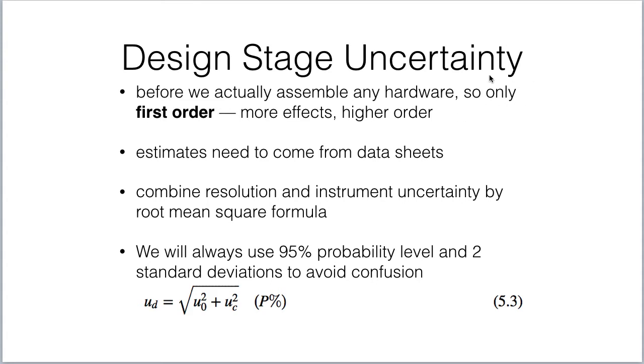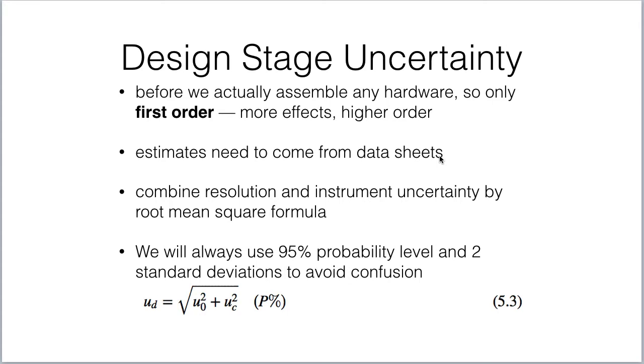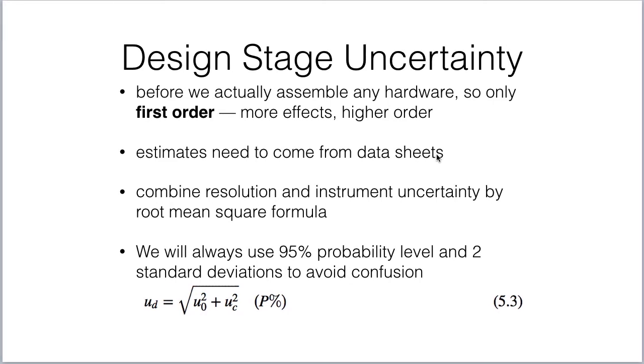At design stage, and we'll often talk about design stage uncertainty, we're planning to make a measurement. So this is before we've actually got any particular piece of hardware. So it's only going to be a first order estimate. If we want to get a higher order, second, third, fourth order estimate, we're going to have to consider more and more effects and measure more things about our measurement system. So our estimates at this stage need to come from the data sheets because we don't have any hardware yet. And we're going to have manufacturer's uncertainty in addition from those data sheets.